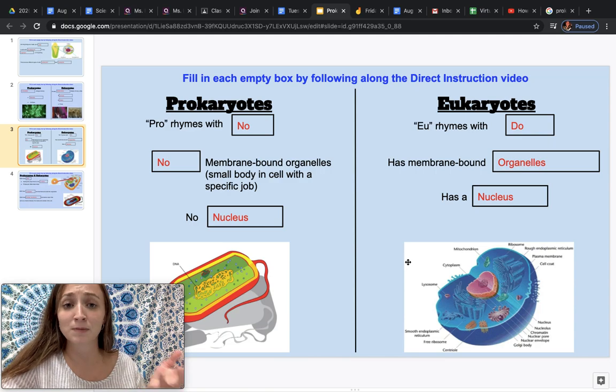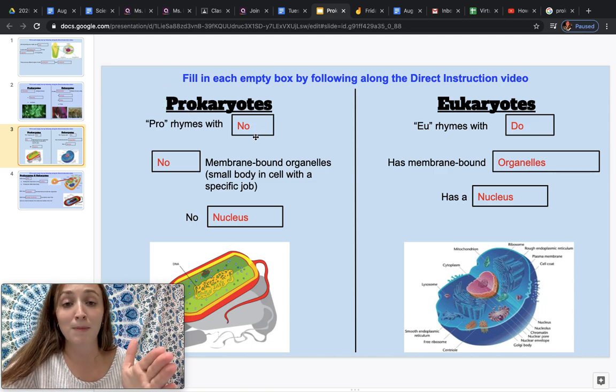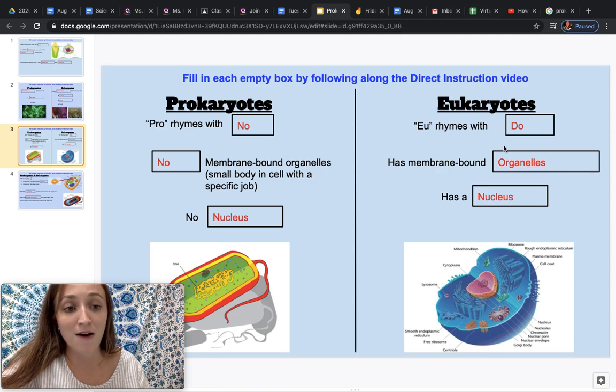Now, we talked about the difference between the two. We talked about how prokaryotes have no membrane-bound organelles, and remember, organelles are those small pieces and parts within a cell that all play a certain role or have a specific job. That's going to be your nucleus, your mitochondria, your ribosomes, all of that good stuff. Prokaryotes have none of those, and again, for emphasis, they don't have a nucleus. We remember this because pro rhymes with no. So when you see pro and prokaryote, we see no membrane-bound organelles, no nucleus. On the other hand, eukaryotes, U rhymes with do. They do have those organelles. They do have a nucleus. So our human cells do have a nucleus.